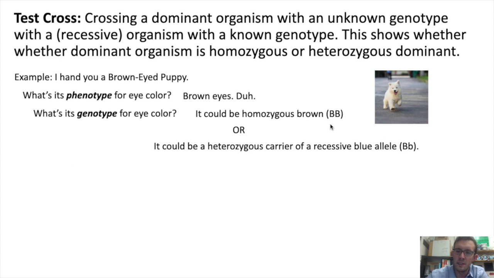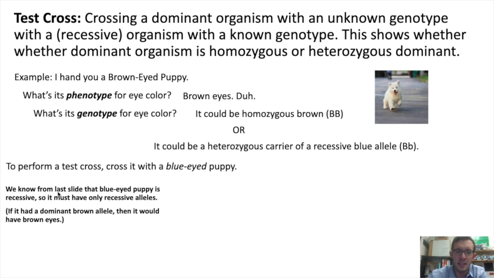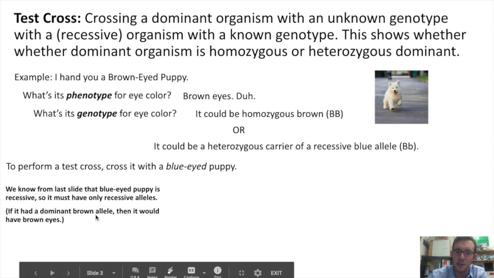And so in order to determine and narrow down the genotype of the dog, you could perform a test cross. And to do a test cross, you would actually mate our brown-eyed puppy with a blue-eyed puppy. And the reason you do that is because we know from the last slide that blue-eyed is recessive to brown eyes. And so a blue-eyed puppy must only have recessive alleles, because if it had a dominant brown allele, then it would have had brown eyes.